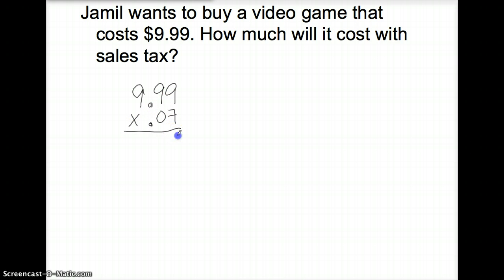9 times 7 is 63. Carry your 6. 9 times 7 is 63 again. Add the 6 and that's 69. Carry the 6. Again, 63 plus 6 is 69 again. We don't need to do the second row because they're all zeros.